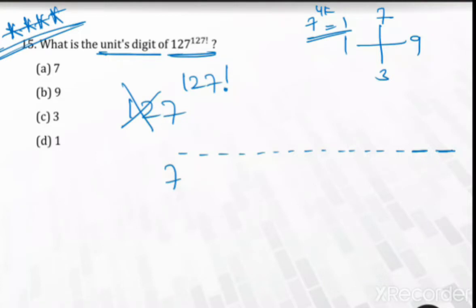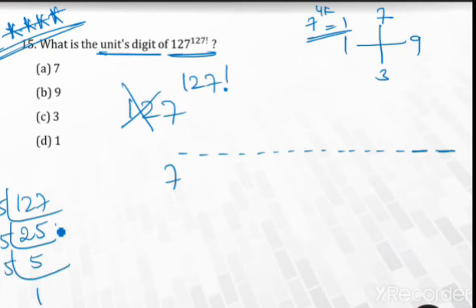127 factorial: how many zeros are at the end? 127 divided by 5 gives 25, then 5, then 1: 25 plus 5 plus 1, that is 31. You will get 31 zeros. So can I say the last two digits are zeros? Yes, the last two digits are zeros for sure.